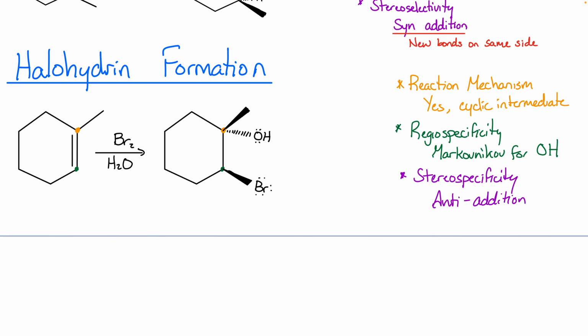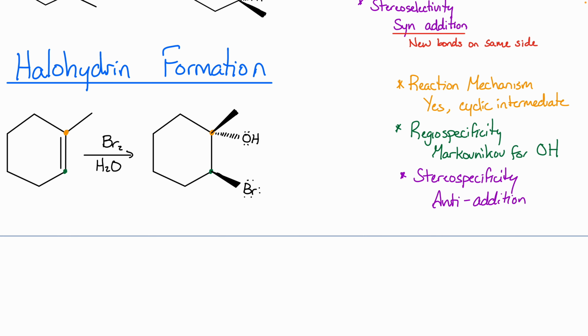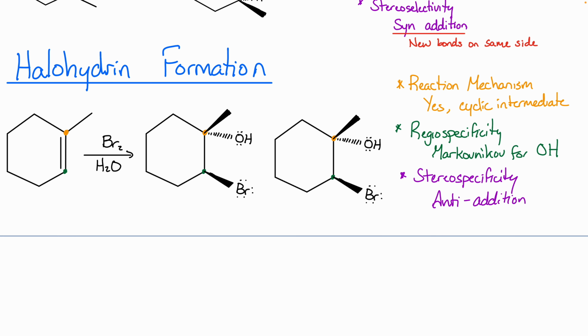Is this a meso compound? No, definitely not. I got these two distinct bonds here. Your halohydrins cannot be meso. So I'm going to do another one here where I flip all my dashes to wedges, showing my stereospecific products.